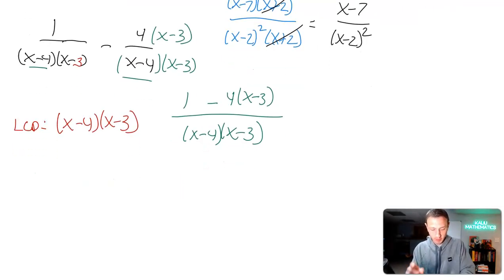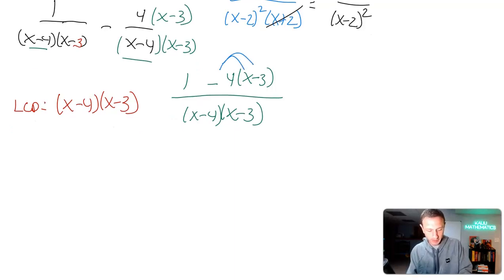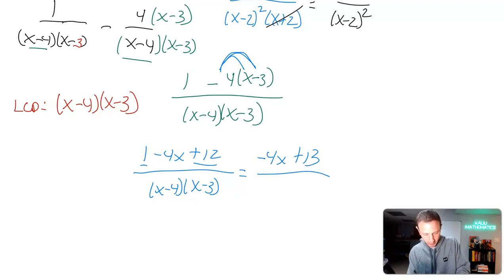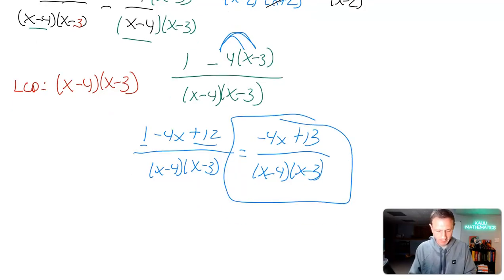So let's distribute the negative 4. Negative 4 times x, negative 4 times negative 3. So 1 minus 4x plus 12. Negative 4 times negative 3 is positive 12 over x minus 4, x minus 3. So 1 plus 12 is 13. So we'll have negative 4x plus 13 over x minus 4, x minus 3. I'd be completely fine with that.